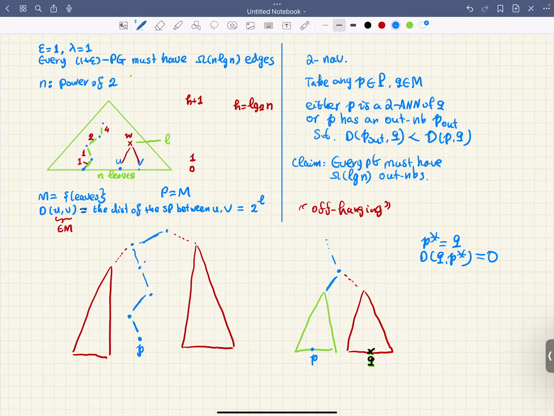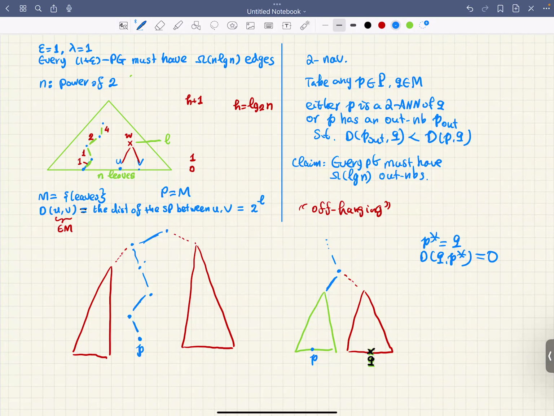Because everybody else will have a positive distance. In general, if the query point coincides with the data point, the distance is always 0, and every 1 plus epsilon PG is supposed to find the exact nearest neighbor. No question asked. And therefore, P cannot be a 2-ANN, as I said. So according to the 2-navigability requirement, since you are not good enough, somebody better improve you, and this person will have to be an out-neighbor of you. Good. You have to find me this out-neighbor.